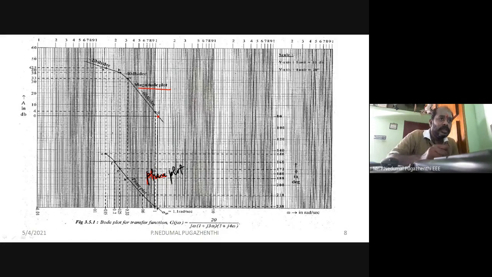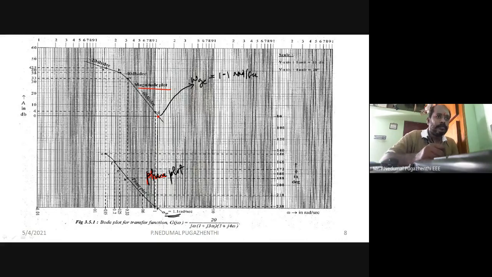So the 0 decibel line is crossed here. What is the corresponding omega value? You can see that the omega value is here. So omega GC, the gain crossover frequency, is going to be 1.1 radians per second. This is the crossing point of the 0 decibel line, the corresponding omega value.